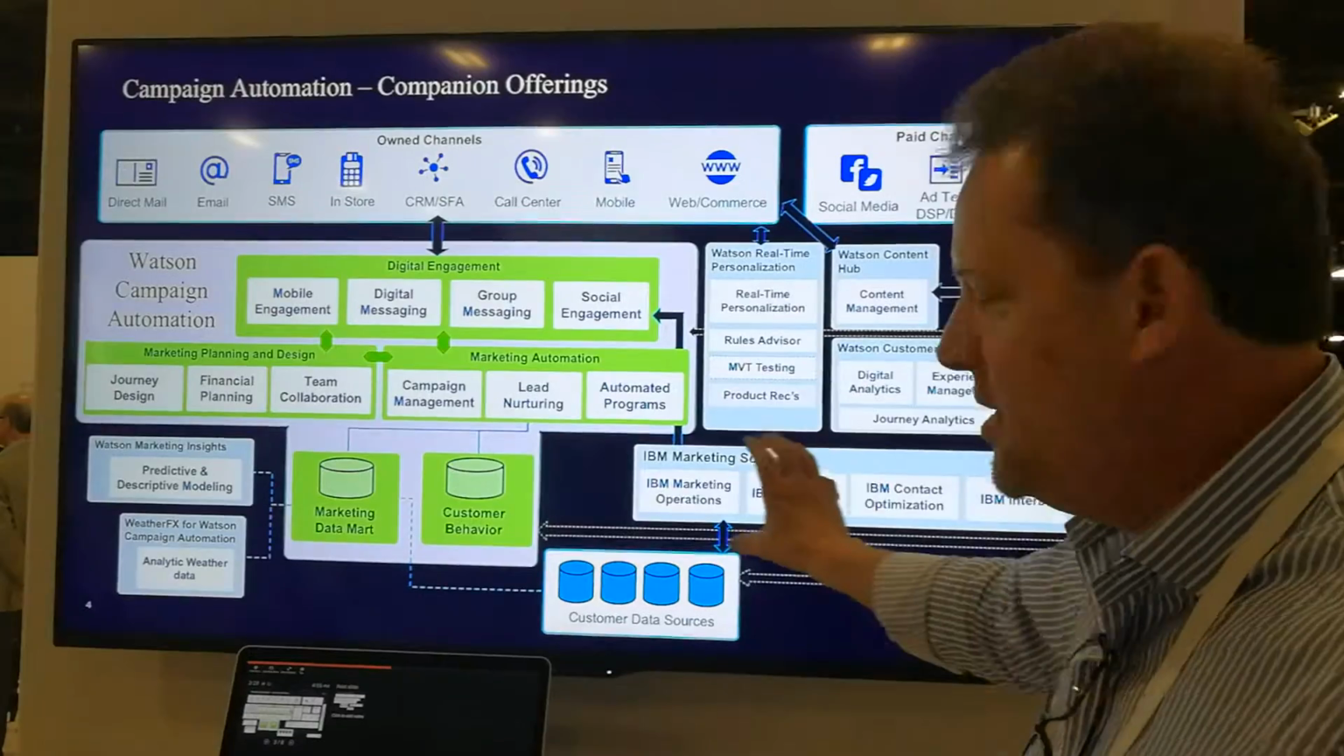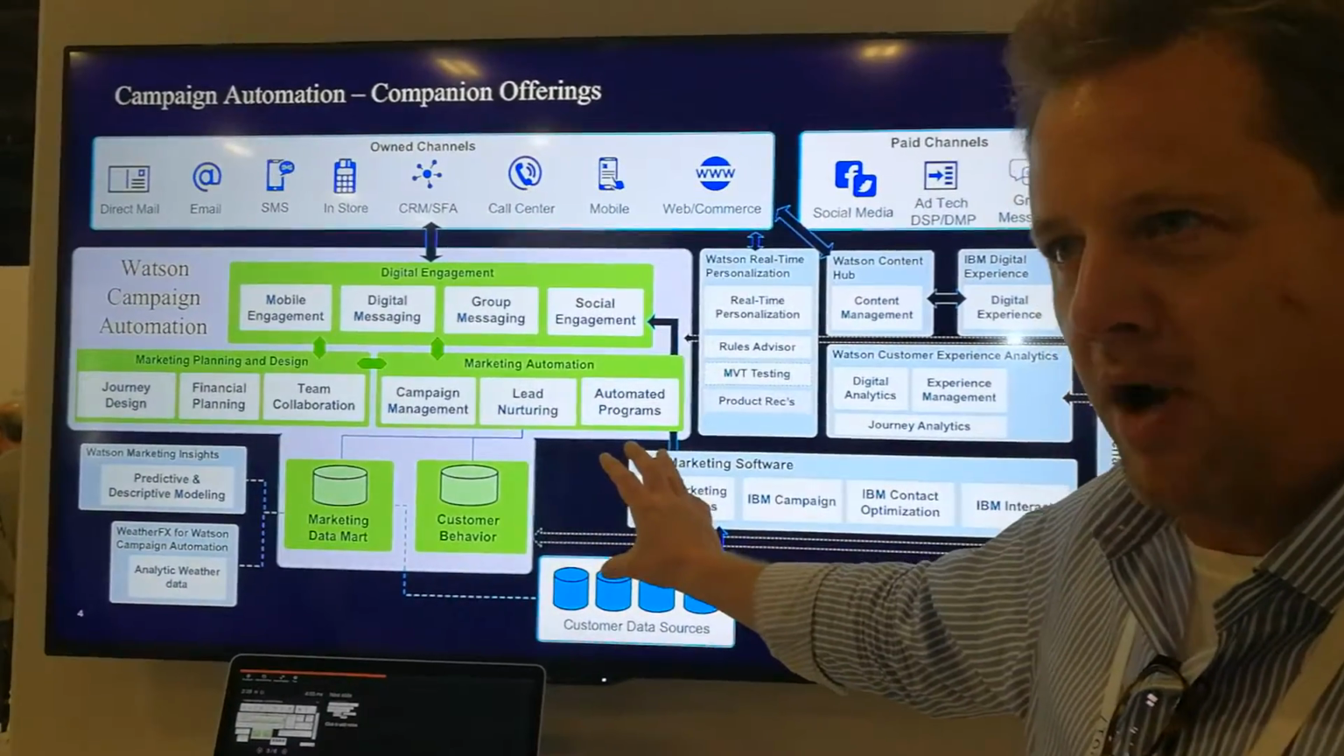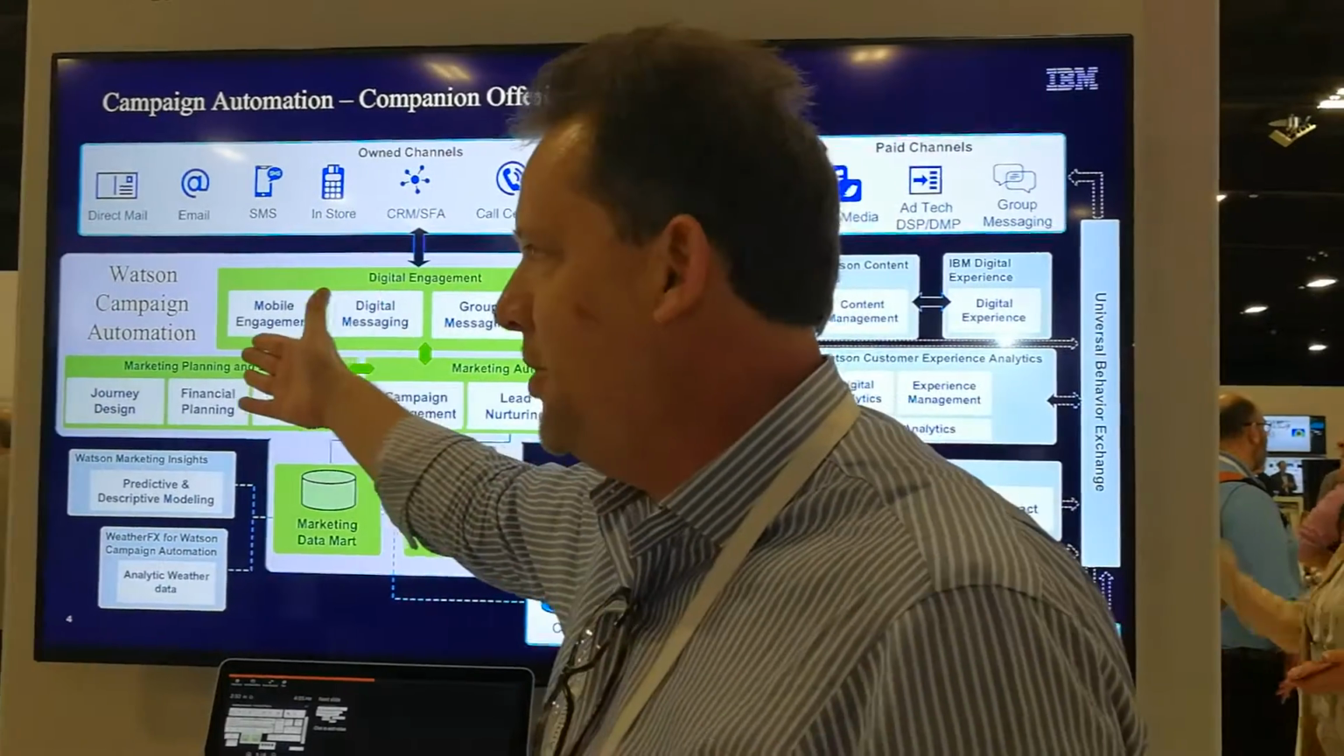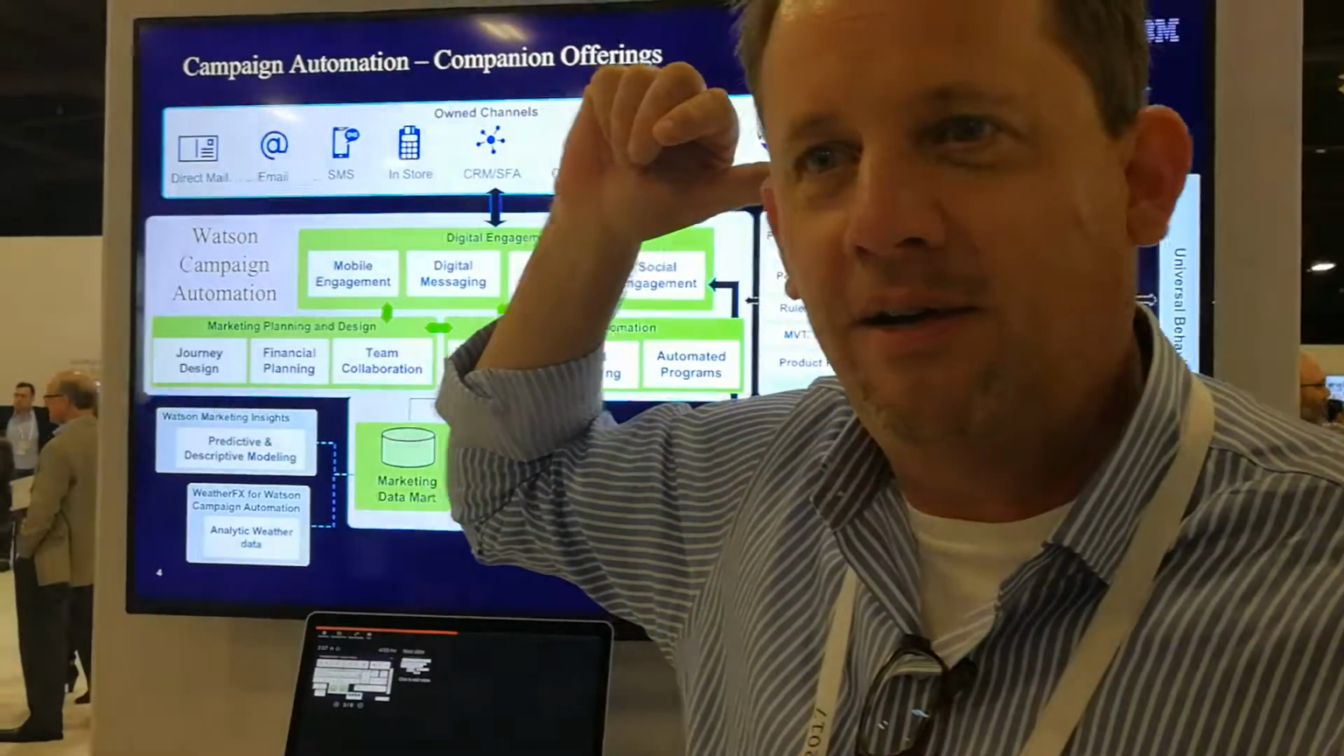So that is our traditional on-prem product, which is slowly being integrated into the Marketing Cloud today, which is labeled here as Watson Campaign Automation. Make sense so far? Okay.